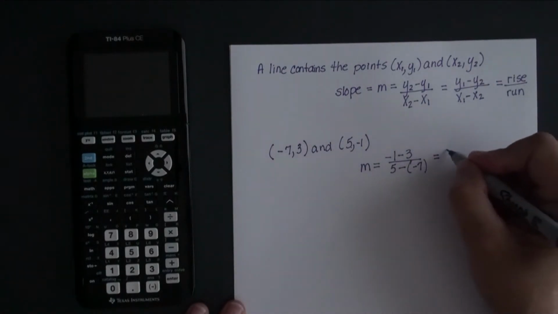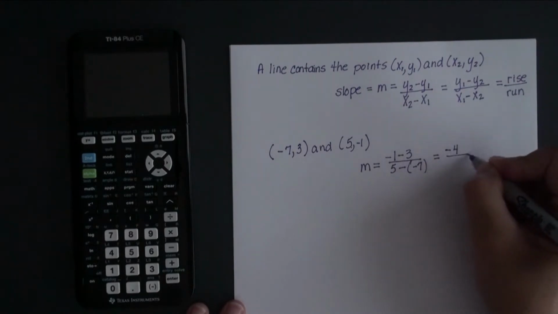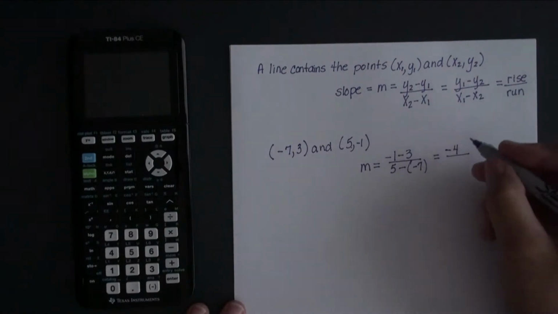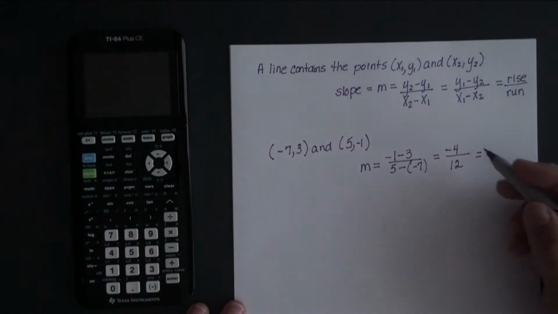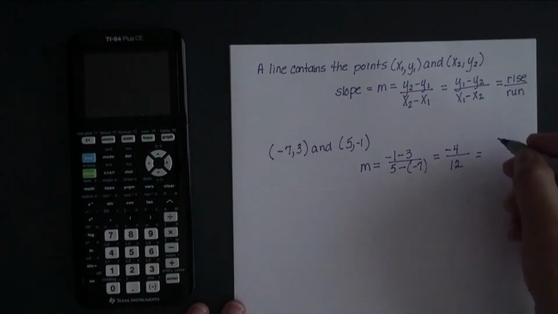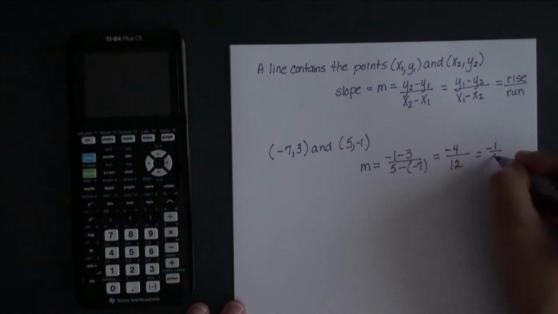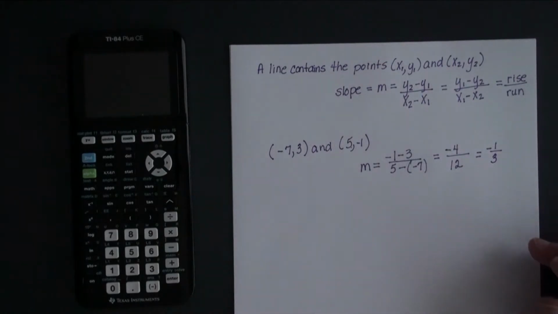Negative 1 minus 3 is negative 4. 5 minus negative 7 is 12. And we know that 4 divides into both of those numbers, so I could simplify that to negative 1/3.